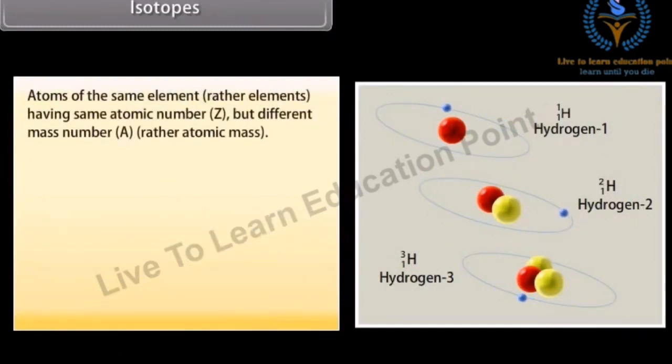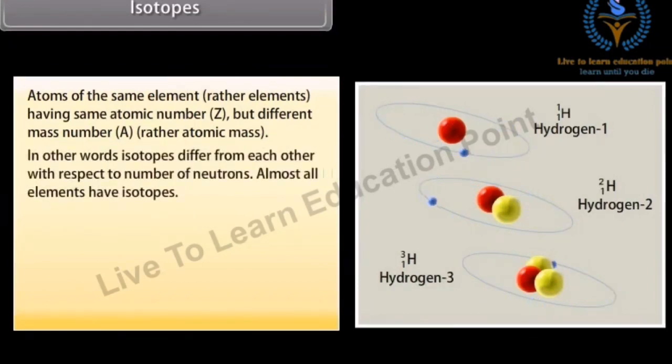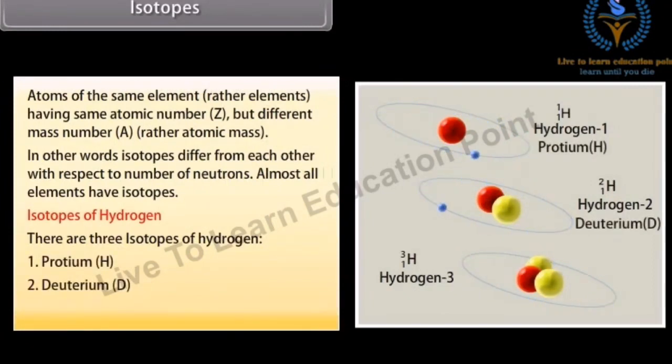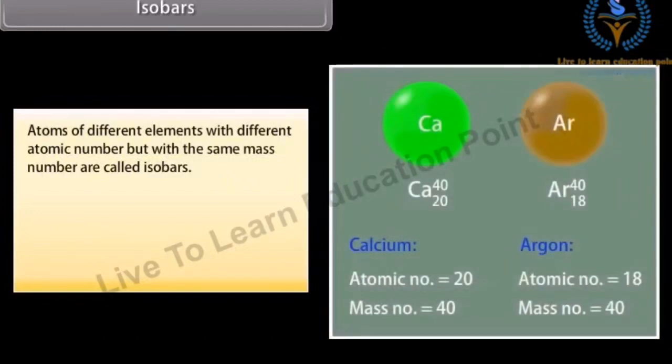Atoms of the same element, rather elements having same atomic number, Z, but different mass number, A, rather atomic mass. In other words, isotopes differ from each other with respect to number of neutrons. Almost all elements have isotopes. Isotopes of hydrogen. There are 3 isotopes of hydrogen. 1. Protium. 2. Deuterium. 3. Tritium.